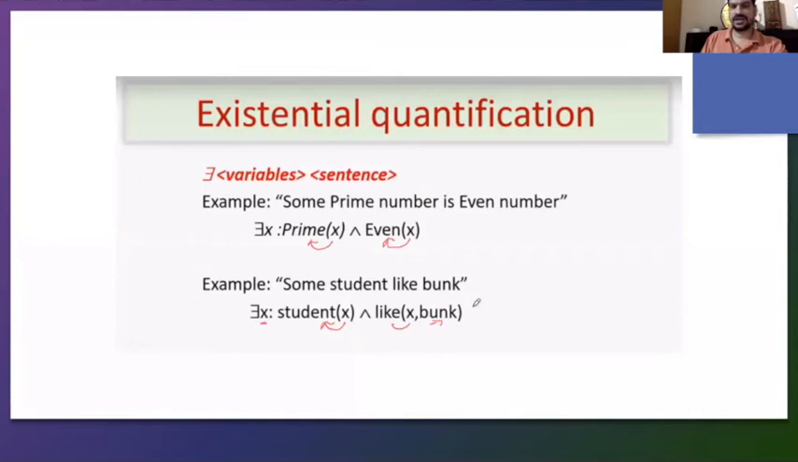In that way we can write it down with the help of the existential quantifier. It is a representation in first order logic. For someone, we use the existential quantifier. For all or every, we use the universal quantifier. So we have two types of quantifier, the existential quantifier and the universal quantifier.